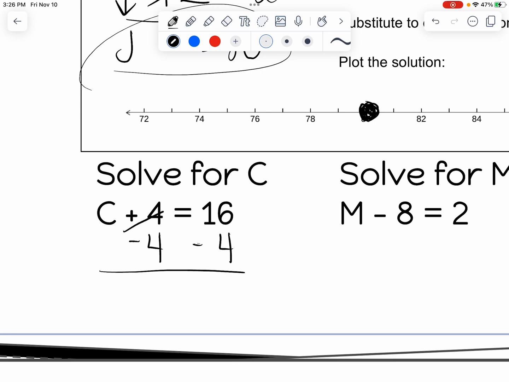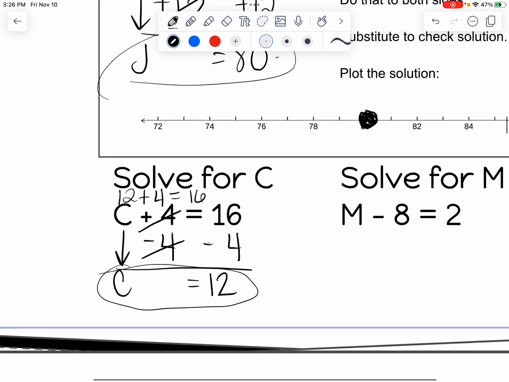Since these cancel out and give me 0, that brings my variable down, which isolates it. I bring my equal sign down. Now I have 16 minus 4. That gives me 12. So I'm going to substitute and check my solution. I get 12 plus 4 equals 16. So C equals 12 is correct. That is my answer.